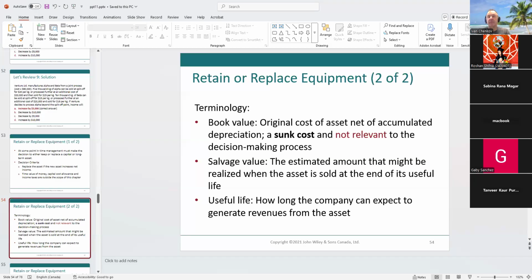Salvage value, however, is something that we have to consider. Why? Because the salvage value will be the estimated amount that we may get if we sell the old asset. It's like a residual value. Residual value is the money that we can get if we sell the asset. Useful life is how long we expect to generate revenue from this asset.